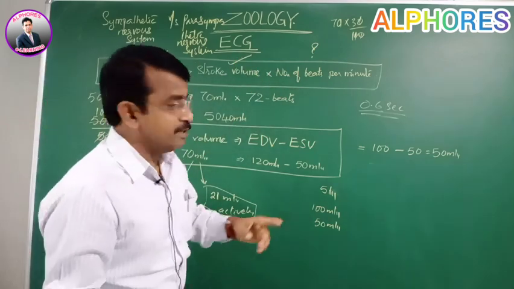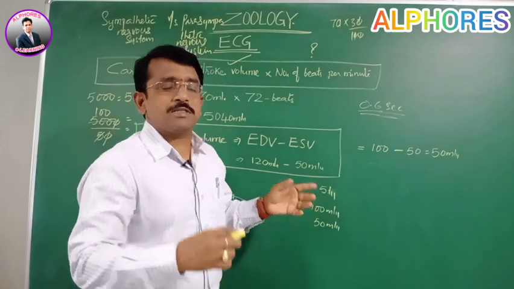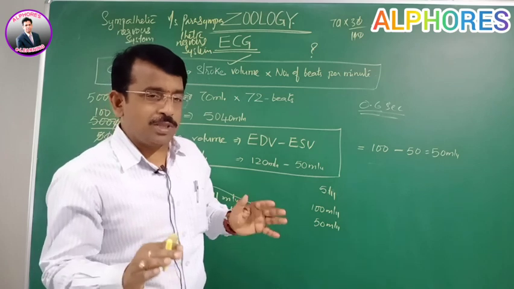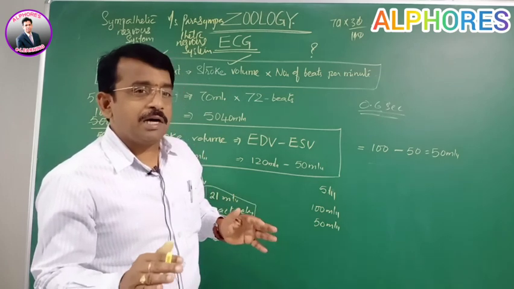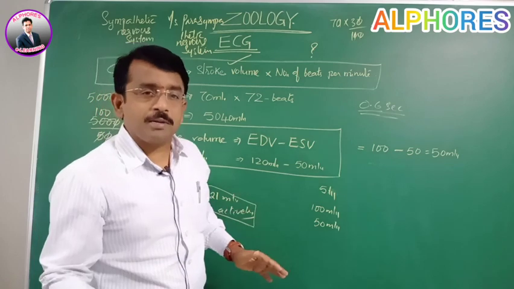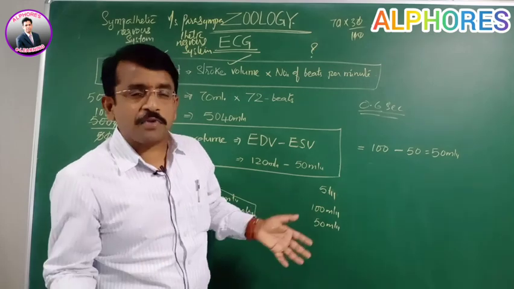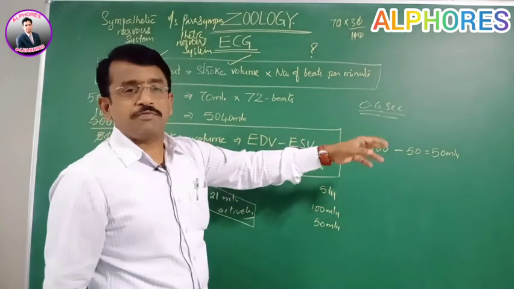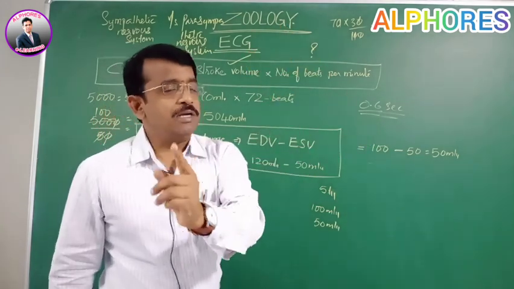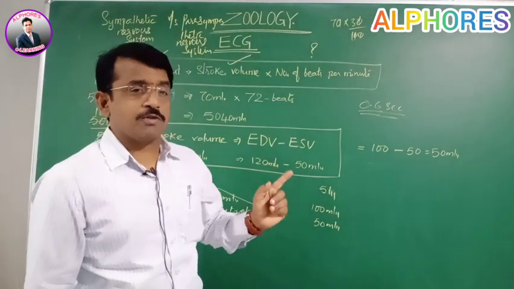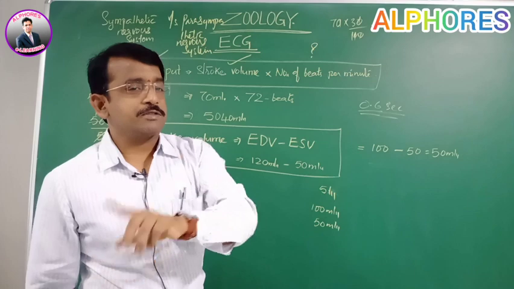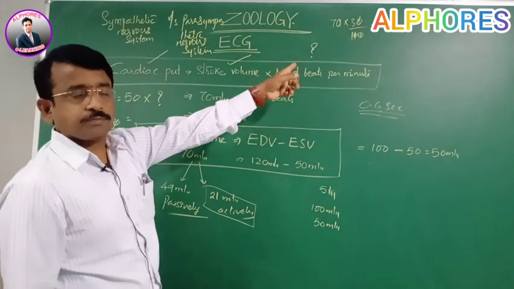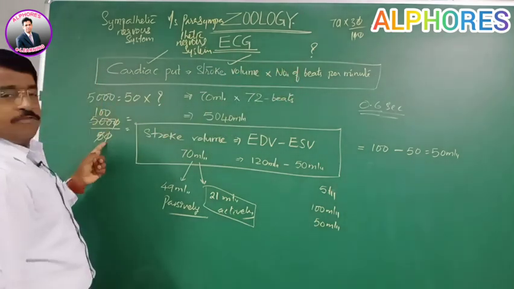So, what question was asked? 5 liters or 5000 milliliters is the cardiac output. Calculate the number of heartbeats in such a person, where the volume of the blood after diastole is 100 ml and after systole is 50 ml. EDV is 100 and ESV is 50. 100 minus 50 is 50 ml, the stroke volume, and cardiac output is equal to stroke volume into number of beats. So 5000 is equal to 50 into question mark. The question mark is the number of beats we have to find out. So 5000 by 50 is equal to 100 beats.